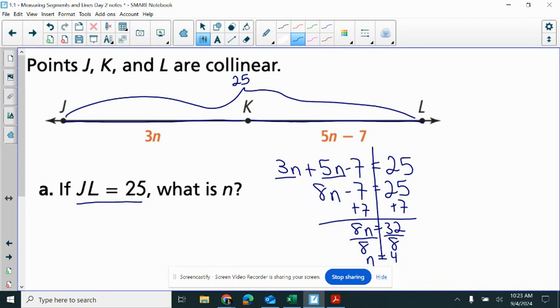So n is 4. Then at this point, we can take the 4 and plug it back in for n to figure out what each piece is. Whenever you plug in a number, you put it in parentheses. So I would do 3 times 4. That equals 12. So J to K is 12. Then 5 times 4 minus 7, because n is 4, 20 minus 7 is 13, which means KL equals 13. An easy check then would be, I know the entire distance is 25, so if I add those two numbers, 12 plus 13, I get 25, and I know I got the correct answer.